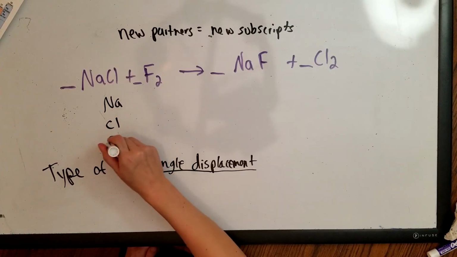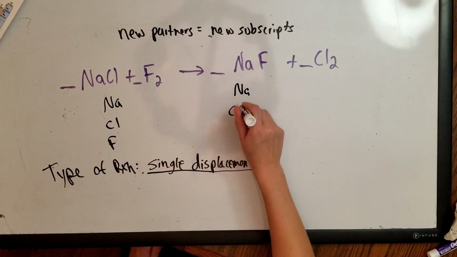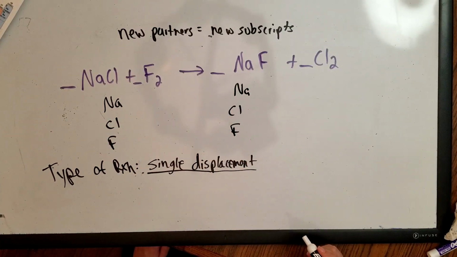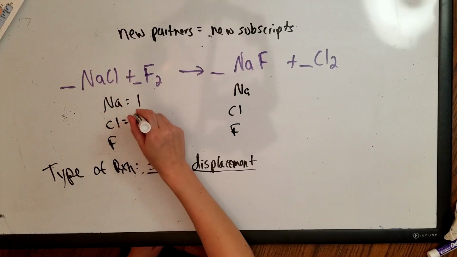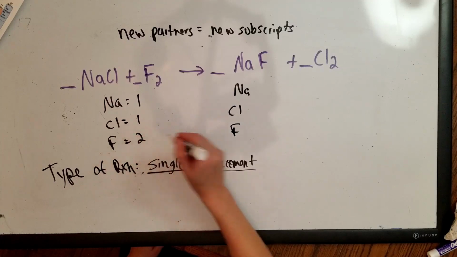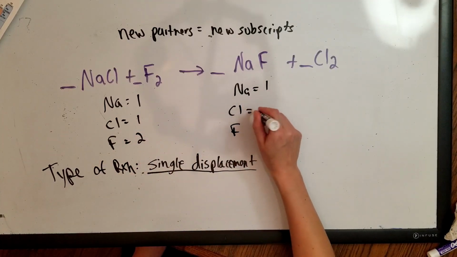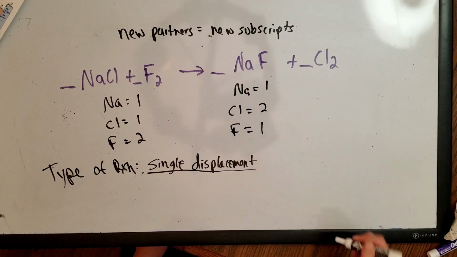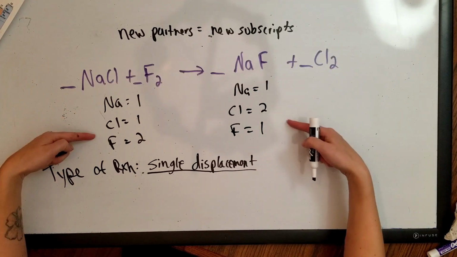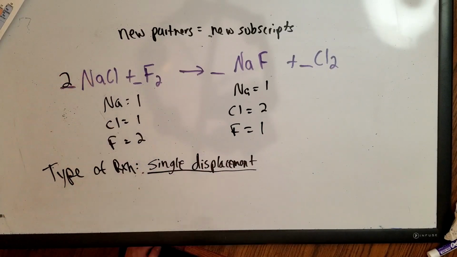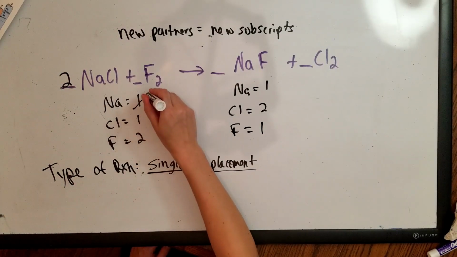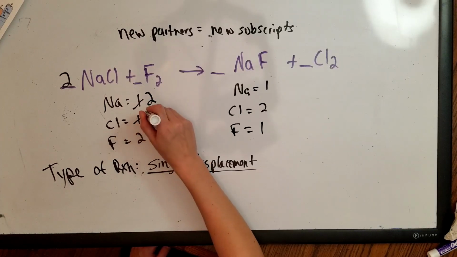Sodium, chlorine, fluorine. Sodium, chlorine, fluorine. Okay, for sodium, we have 1. Chlorine, 1. Fluorine, 2. Sodium 1, chlorine 2, fluorine 1. So I'm just looking at the subscripts. Sodiums are good, chlorines aren't. 2 on the product, I need 2 on the reactant side, so I'm going to put a 2 there. That changes my sodiums to 2. It changes my chlorines to 2.